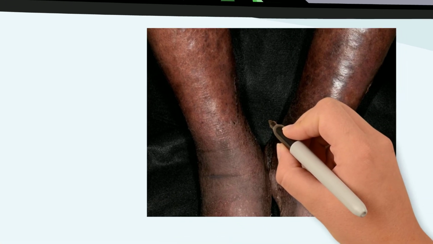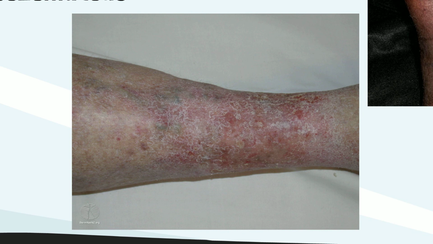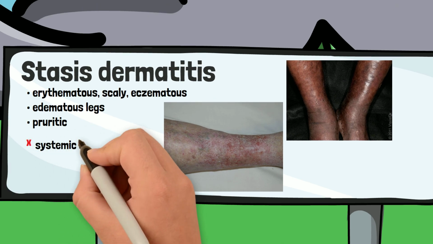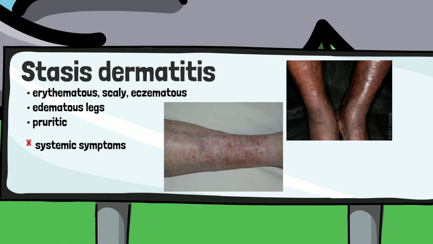It is often pruritic, so you can look for signs of chronic scratching or rubbing indicated by lichenification of the skin. The most common and most severe site of involvement is the medial ankle. However, the skin changes may extend up from the foot to the knee. Patients will not present with systemic symptoms like fever and malaise.